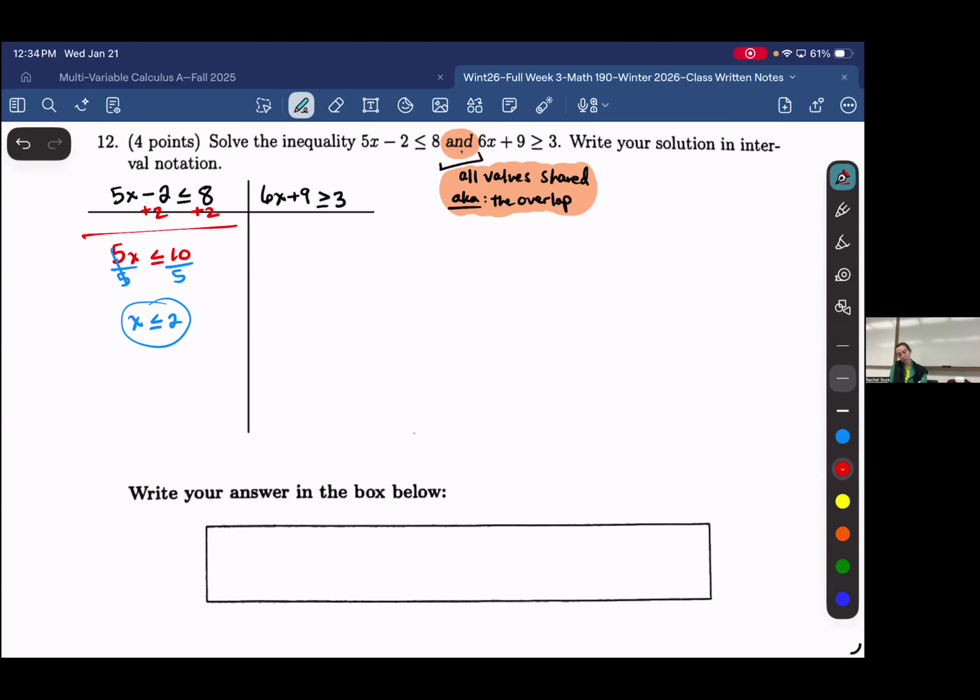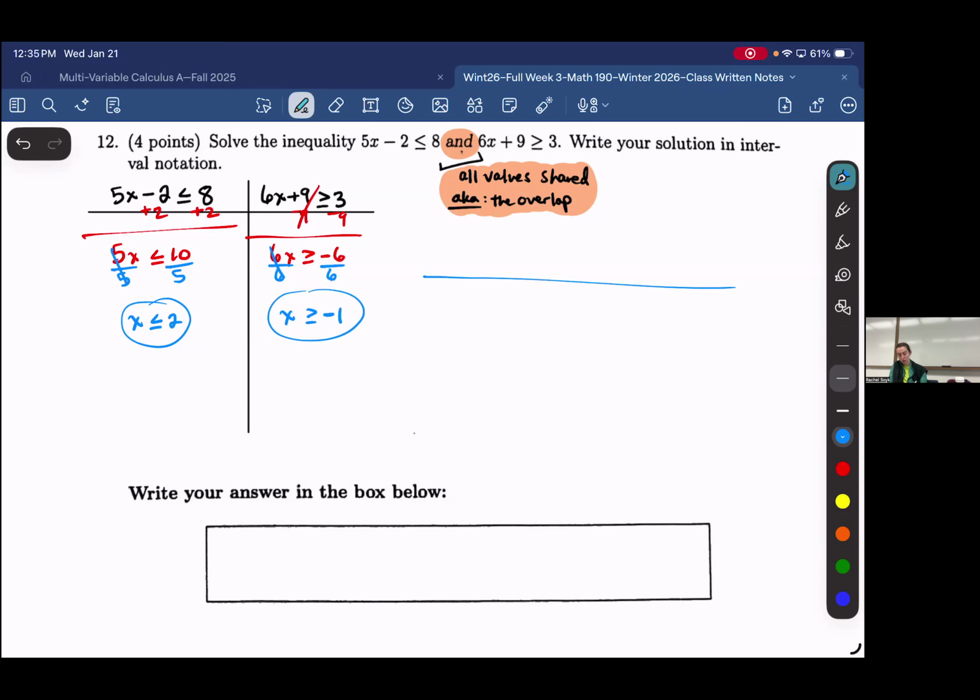And then in our other inequality, we're going to subtract 9 from both sides. So we're looking at 6x is greater than or equal to -6, and divide both sides by +6. So no inequality flipping, because we're not dividing or multiplying by a negative. So we get x is greater than or equal to -1.